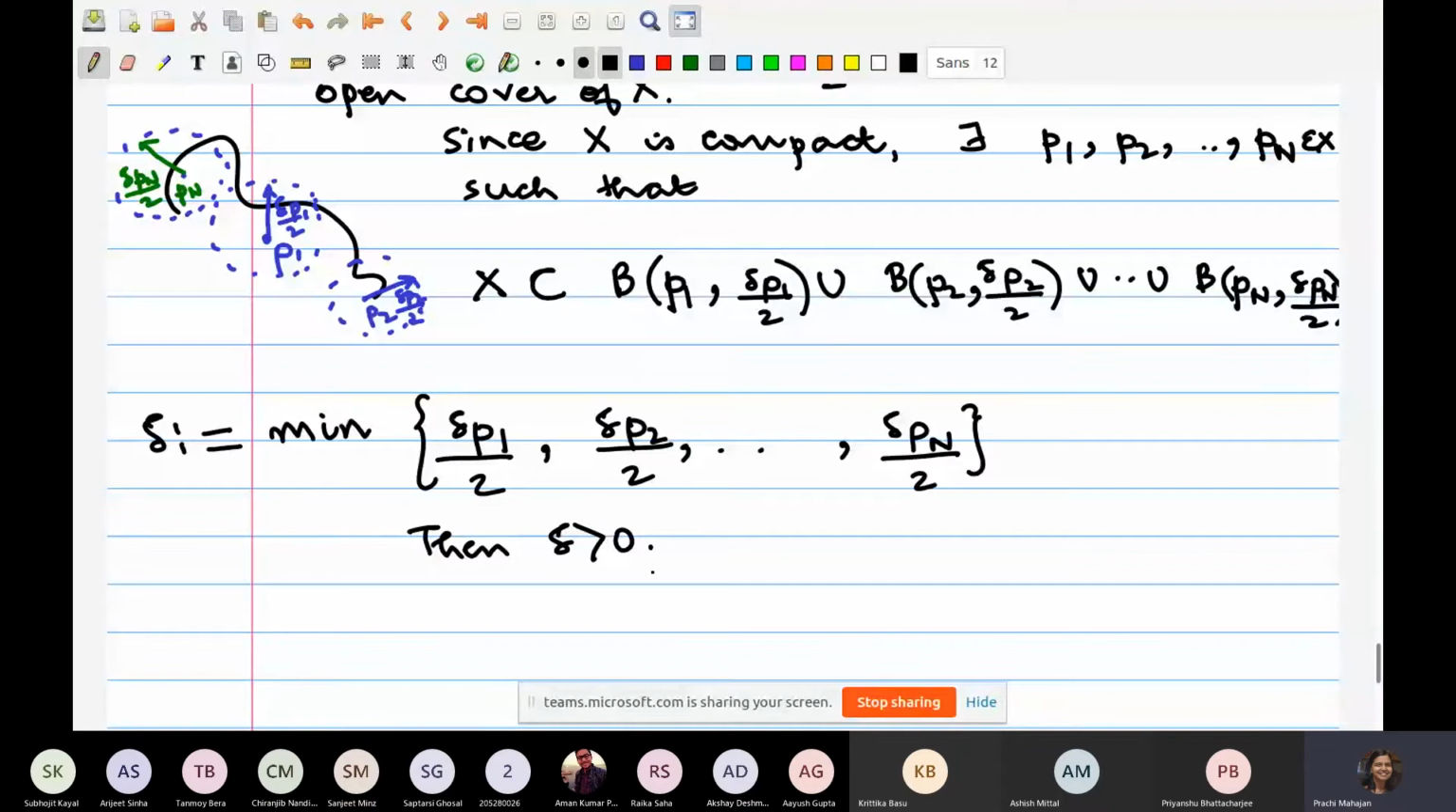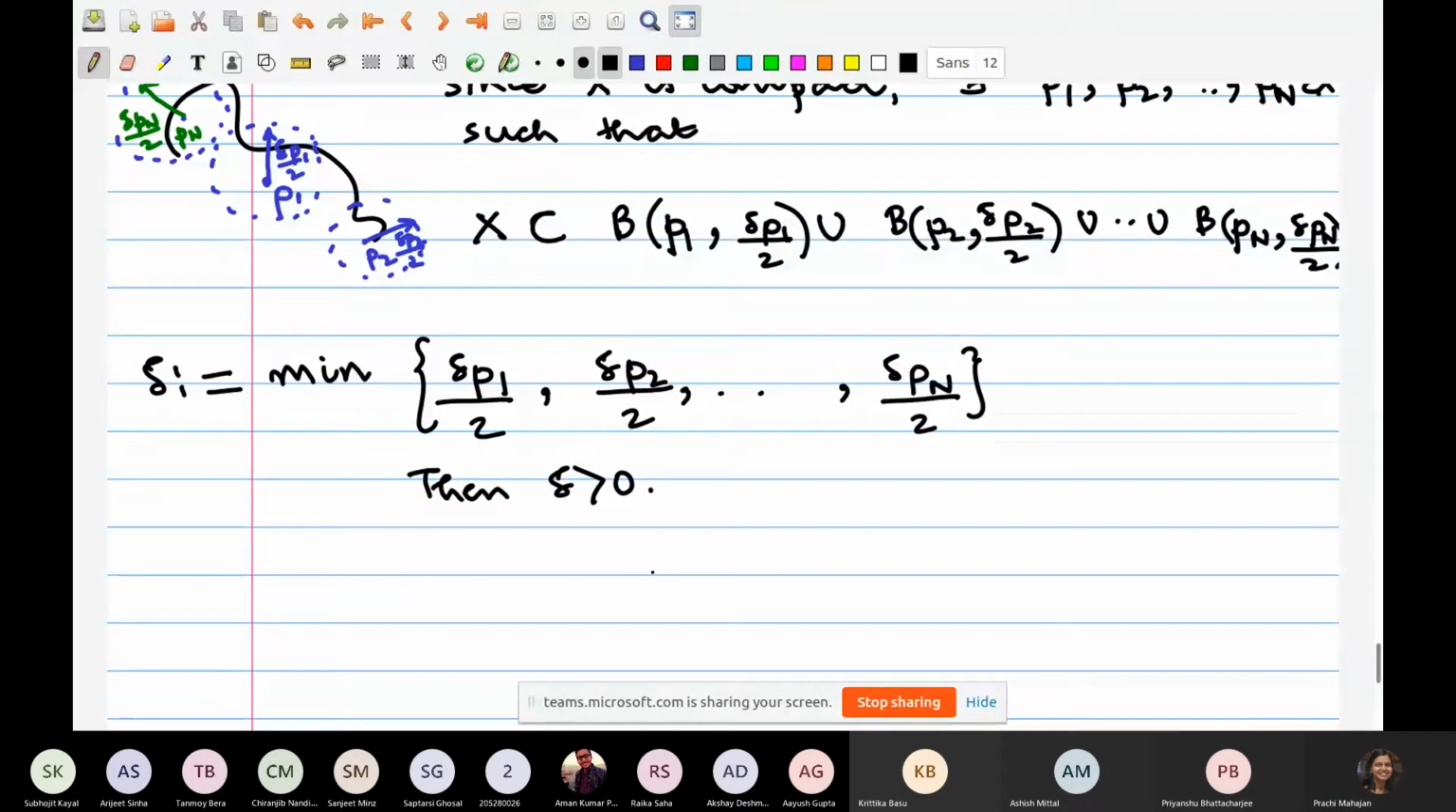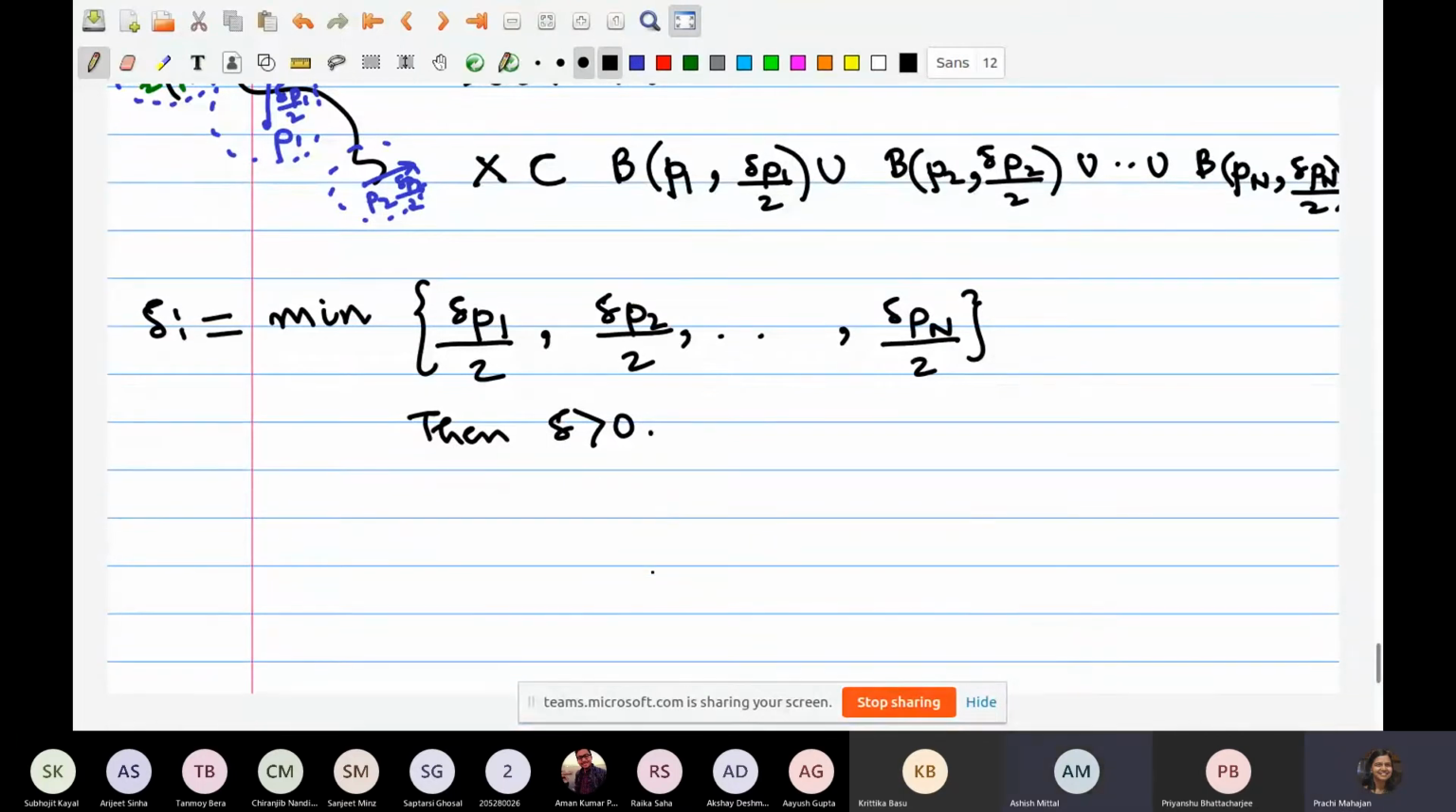Now I claim that taking the infimum over these finitely many will give me delta, and this is the delta that I have been looking for. What I'm trying to say is that for each positive epsilon, having fixed this epsilon, now this single delta will work for all the points of X. This is what we have been looking at. So let me just try to convince you that this is the case. Is everybody with me so far? Yes, ma'am.